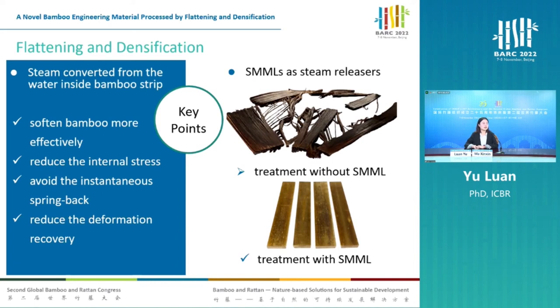Secondly, the steam could result in a high vapor pressure. Even though the treatment was conducted in an open system, the pressure cannot be reduced sufficiently due to the lack of side openings of bamboo. When the platen was opened, the compressed bamboo was prone to a bulge or even explosion, as shown in the picture. To solve these problems, the center metal mesh laminates were placed between the strips and the platens as steam releasers. The high pressure vapor could be released from bamboo through the pores provided by the laminates. And finally, the treated bamboo with a fine and smooth surface was produced.